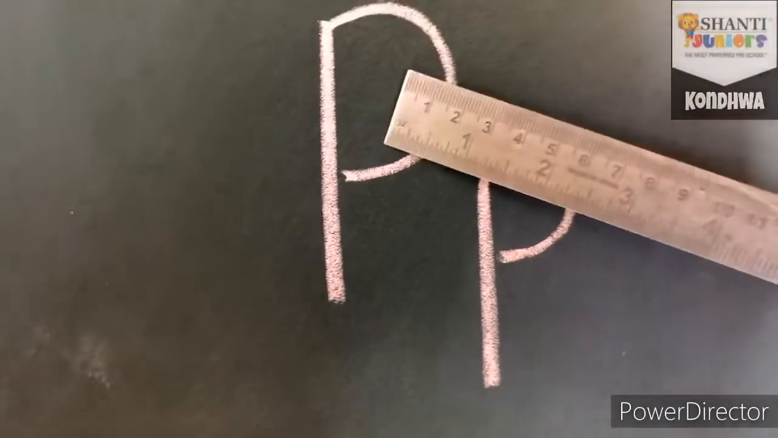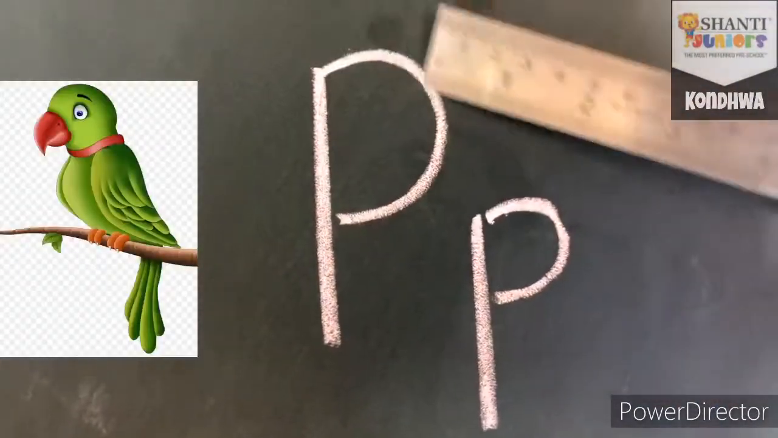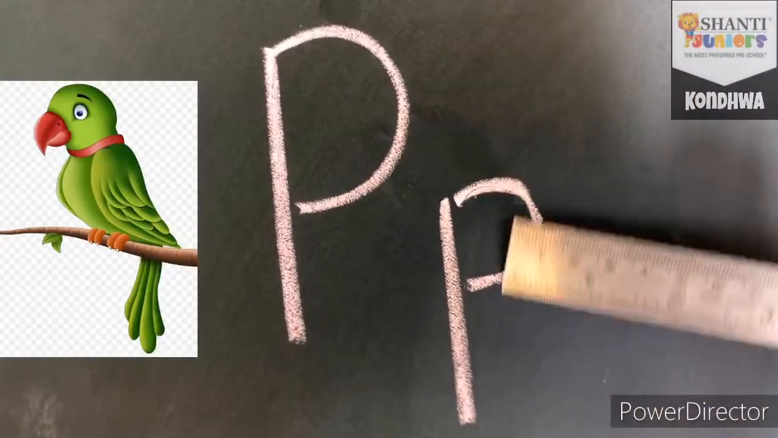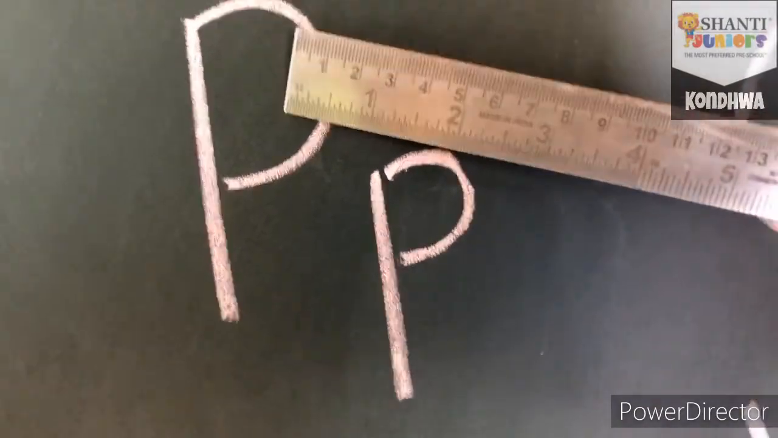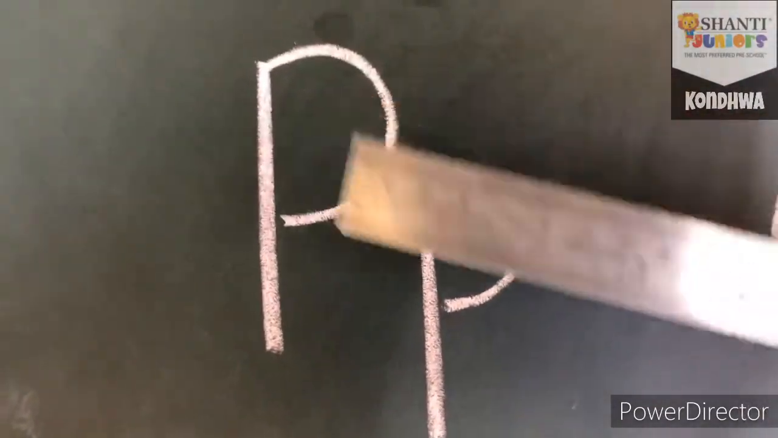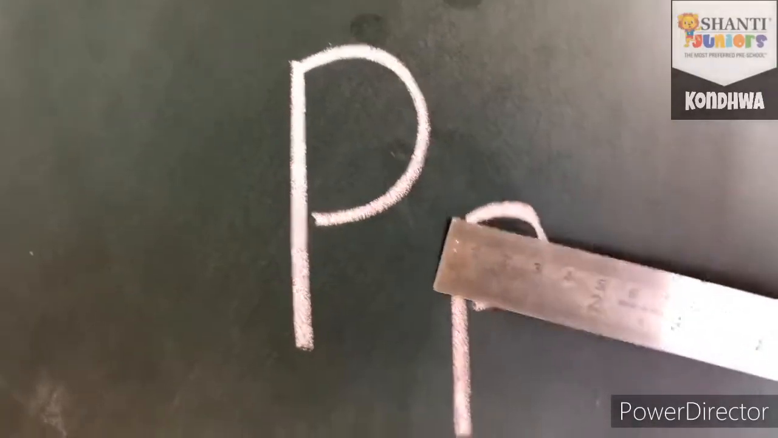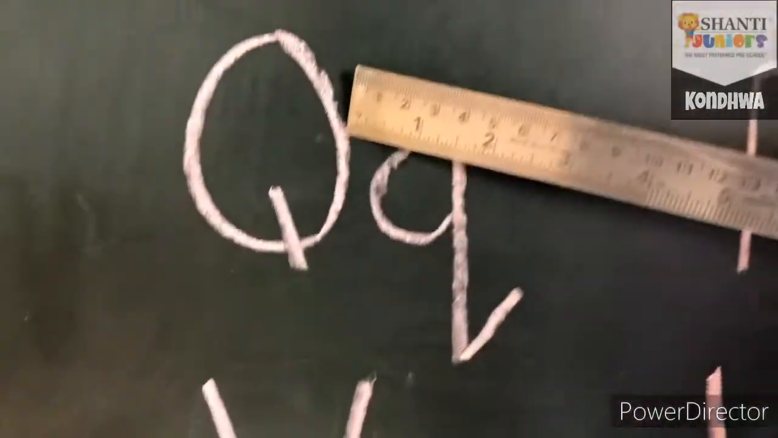Letter P. This is capital P and this is small p. What comes from letter P? P for peacock and P for parrot. Okay. Now which letter is this?